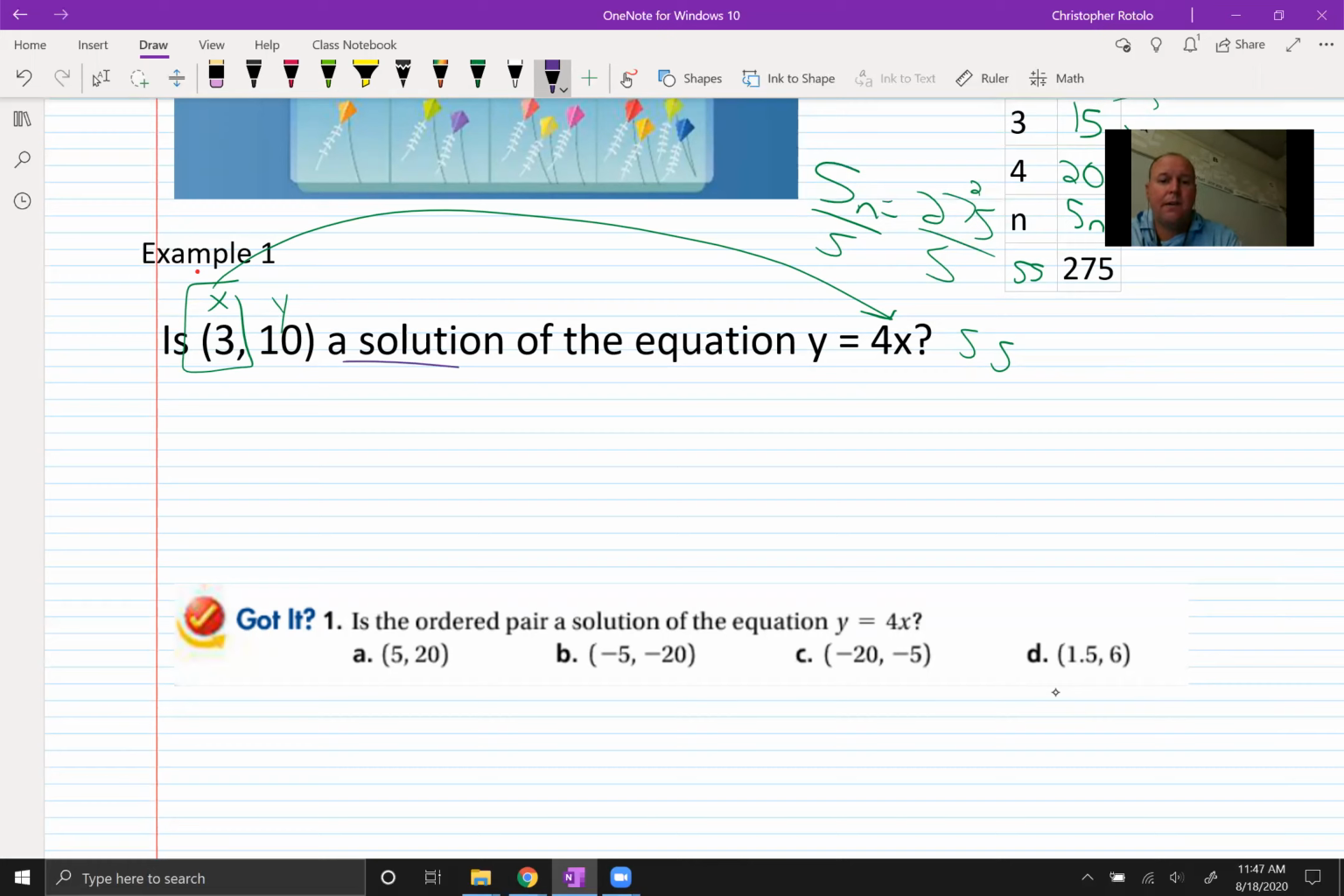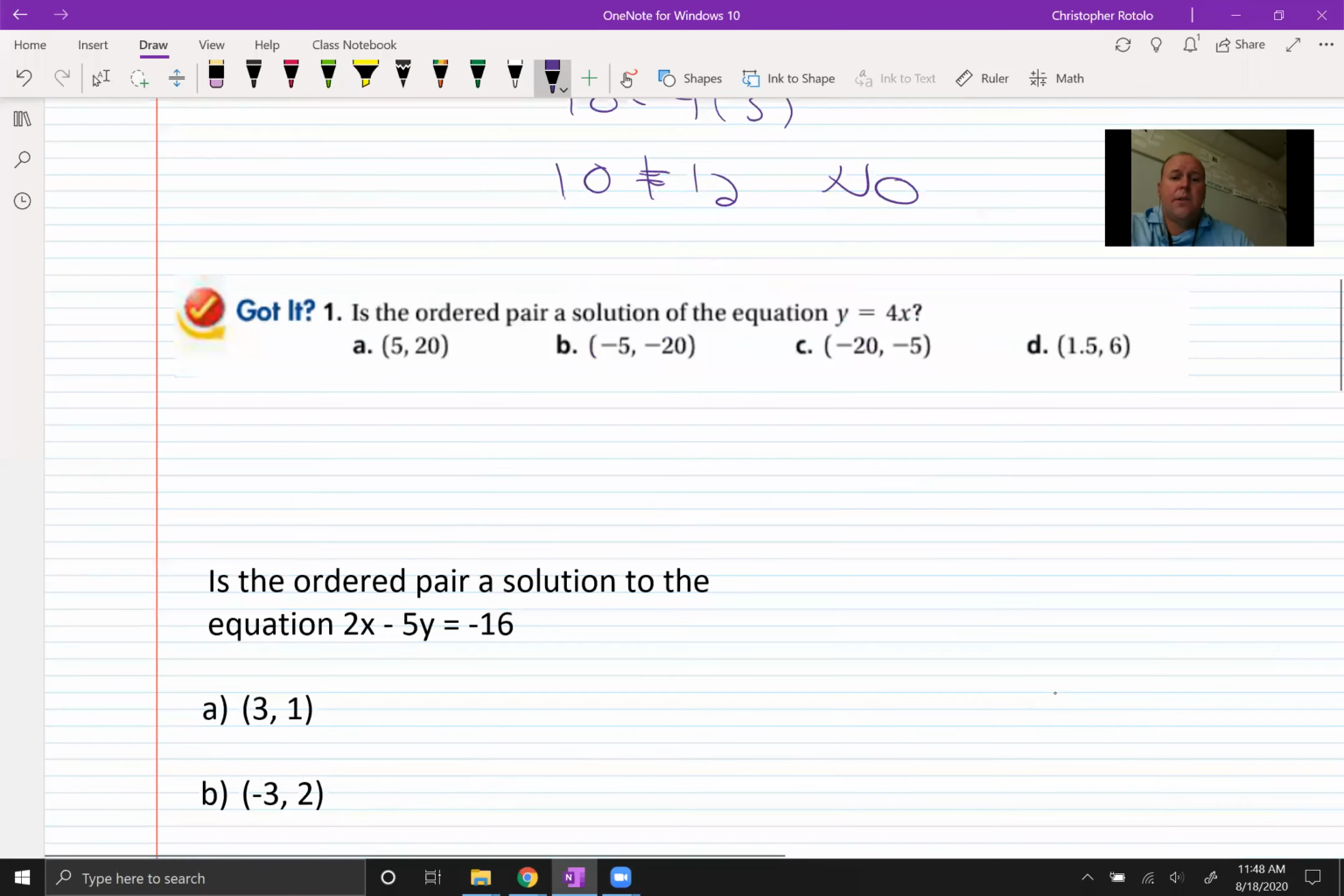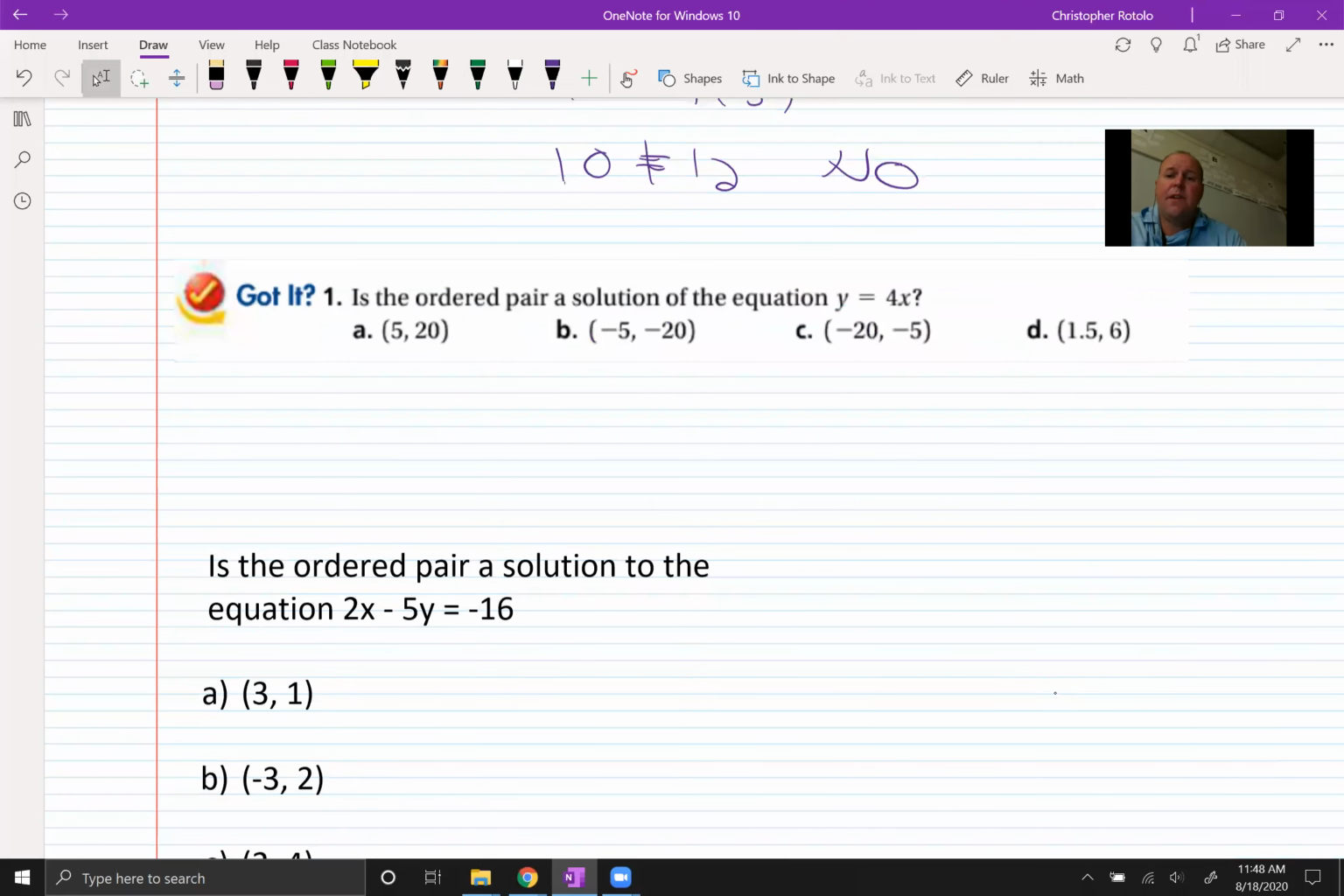So y is 10, and 4 times 3, question mark over the equal sign. Is it the same thing? No, 10 is not the same thing as 12, right? So is it a solution? No, these can be written as yes, no, or true, false, just as a heads up. Often we're going to have it just the way you see at the bottom of the screen here, the ordered pair solution. And then we'll give you a couple different options.